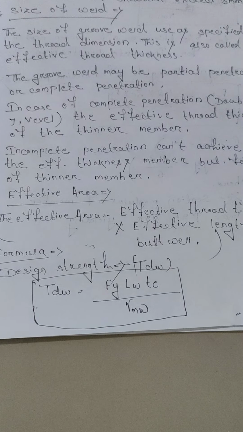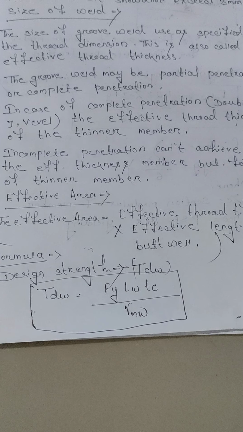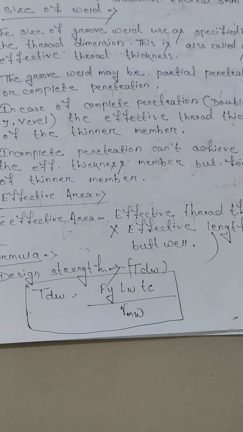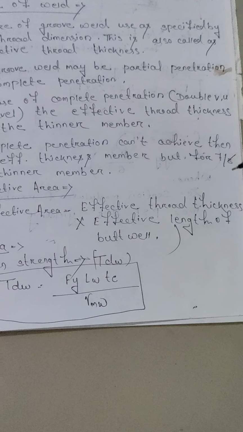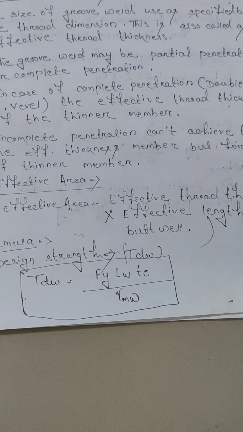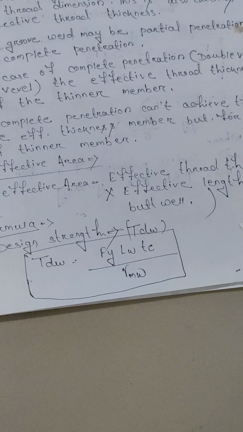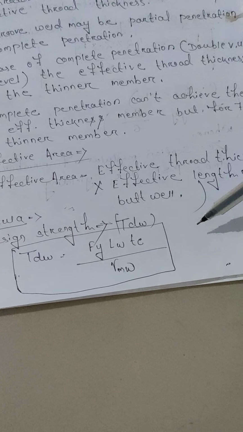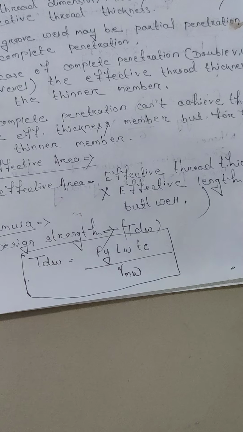Today we discuss the effective area and design strength of the butt welded joint. The effective area is the effective throat thickness times the effective length of the butt weld. The design formula discussed in the previous class is TDW equal to Fy into LW into TE, divided by gamma MW.